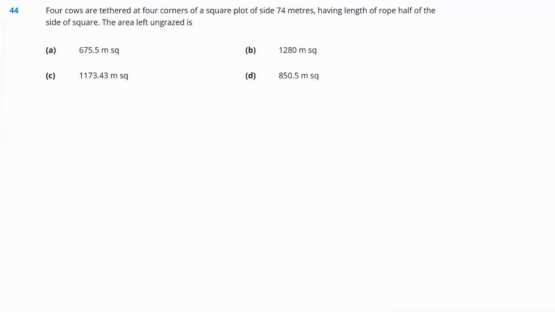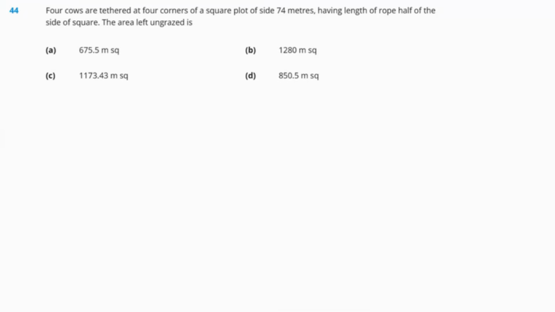Now the next one. The next one says 4 cows are tethered at the 4 corners of a square plot of side 74 meters, with the length of the rope being half of the side of the square. We are supposed to figure out the area which is left ungrazed. According to the question, since the cows are tied to the corners of the square.